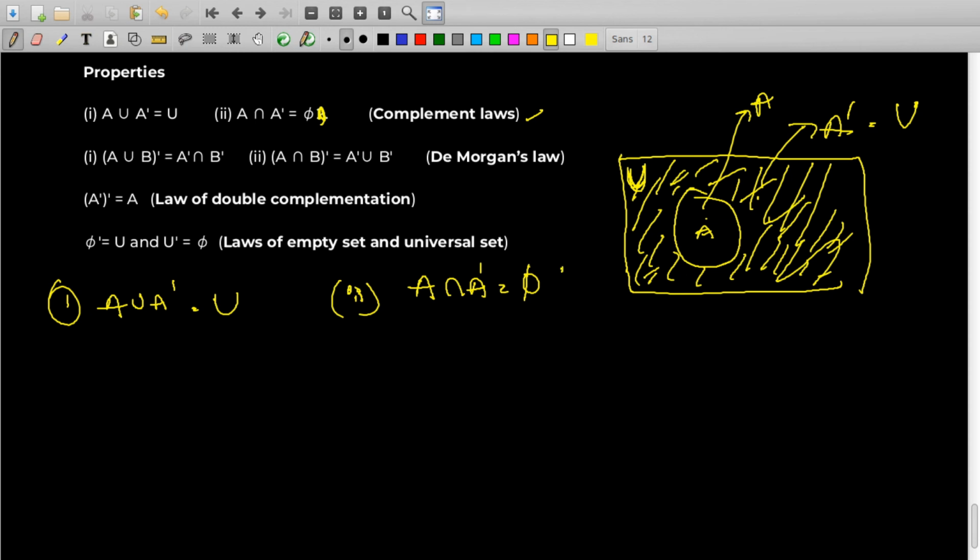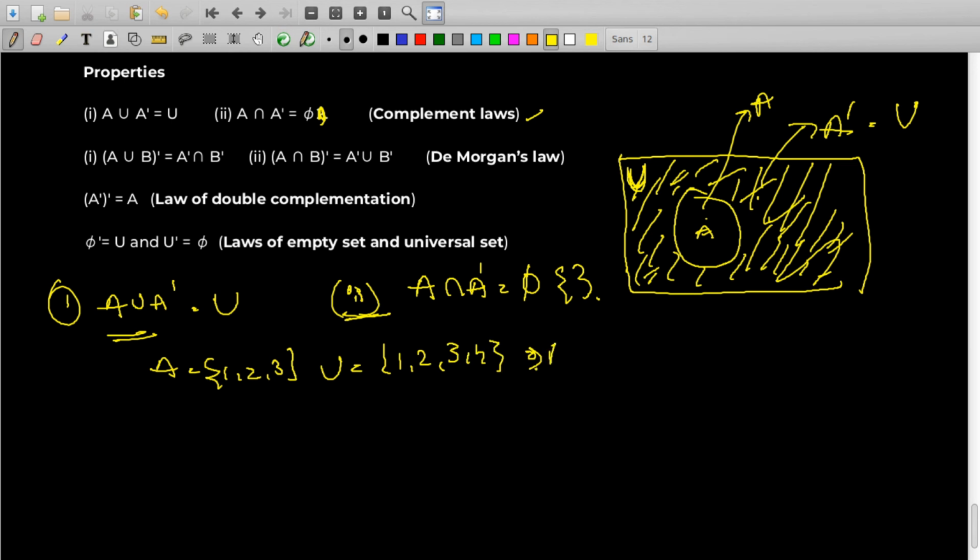It will be a null set, right? There are no elements which are common in A and A dash. So that shows this one, right? And if you didn't understand this, we can take an example. Let A be 1, 2, 3, and the universal set be 1, 2, 3, 4. So A dash will obviously be 4, right? 1, 2, 3 is A, and 4 is not there in A, so A dash will be 4.